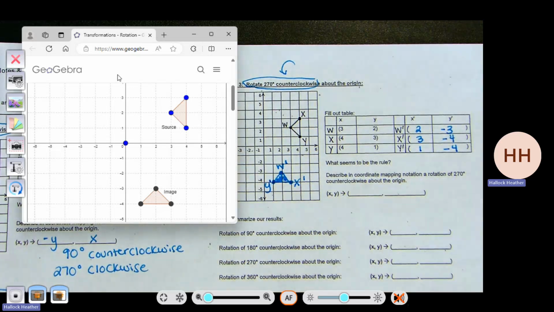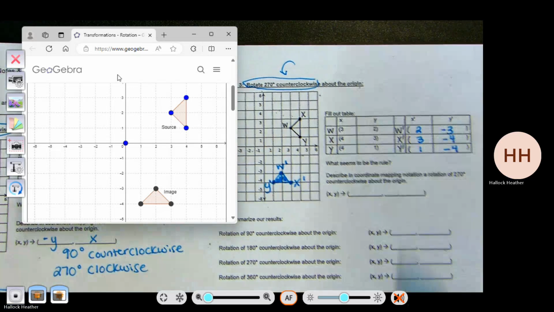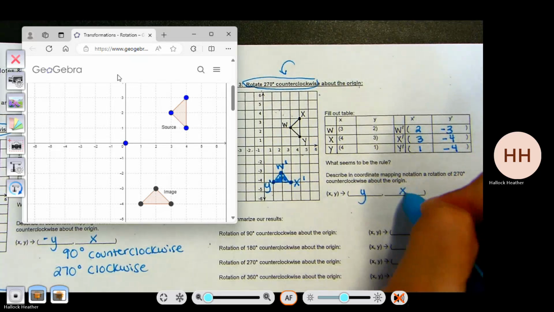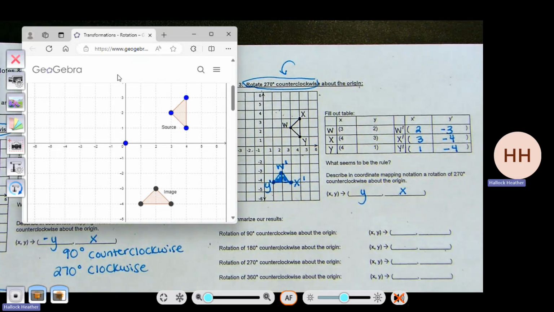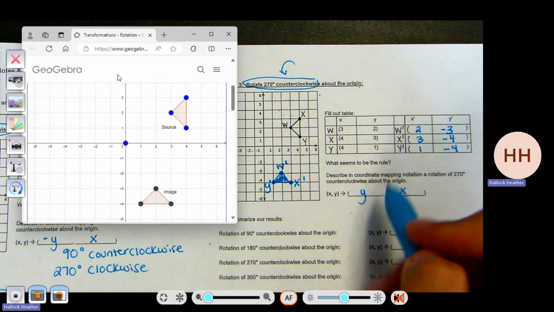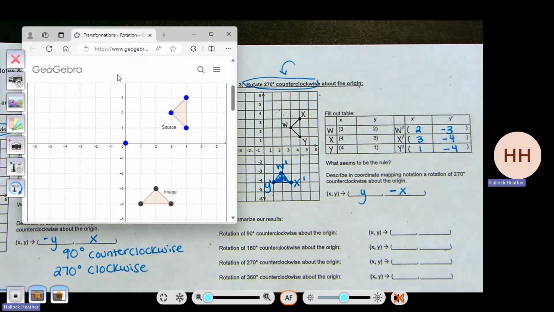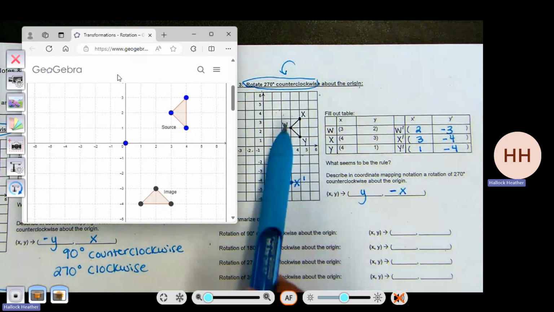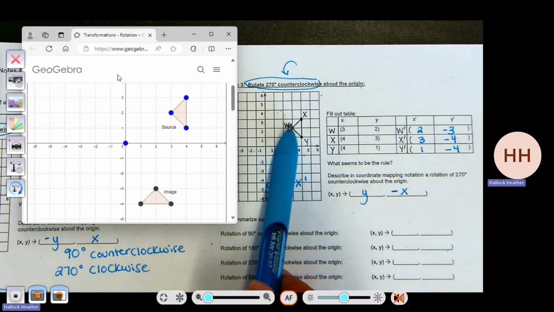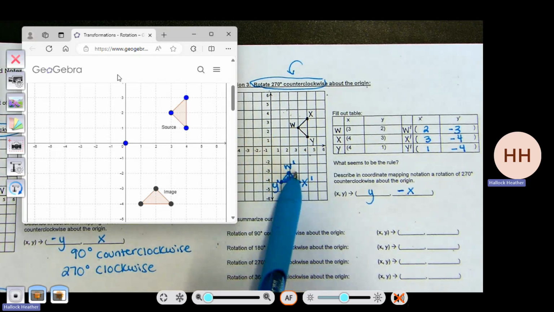So 2 things happened to this. They flipped, and then the X became negative, which is the new Y. So the one in the back makes it negative. This works for 2 things. You could go 270 counterclockwise, so you could go 1, 2, 3, or you could go clockwise only once.